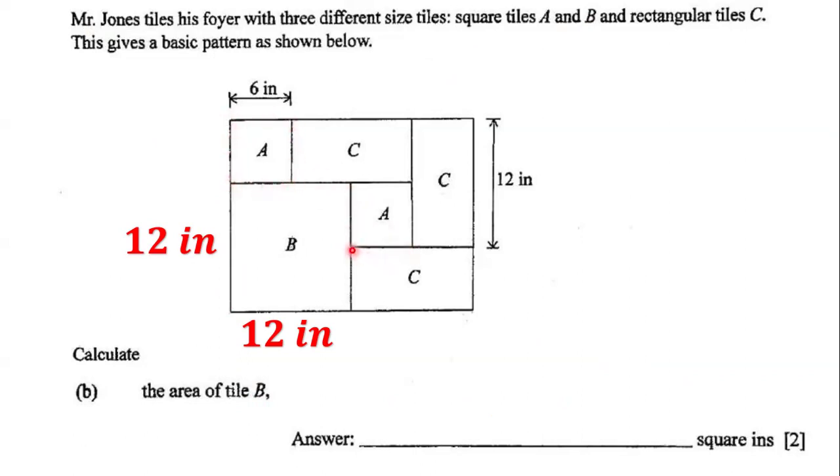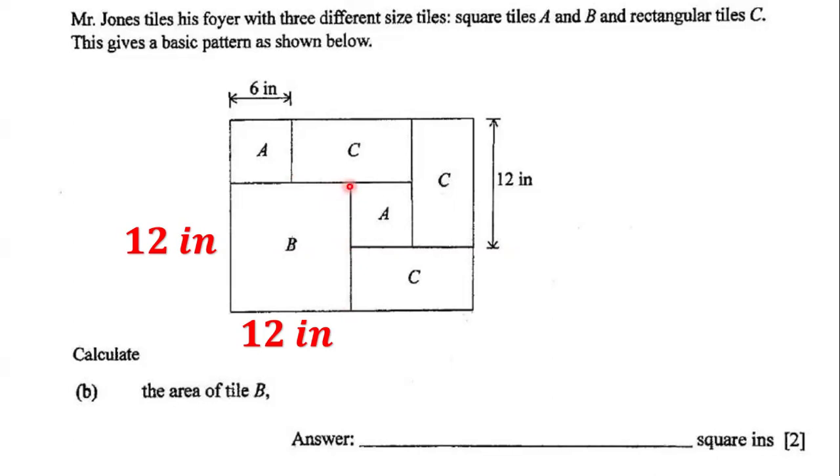We know that because all of the side lengths for A are 6 inches. And we also know that this part is 6 inches because if we look at C, this length of C right here is 6 inches. And this is the same measurement for C right here. So this is 6 inches and this is also 6 inches. And so 6 plus 6 is 12, which means that this entire length right here is 12 inches.